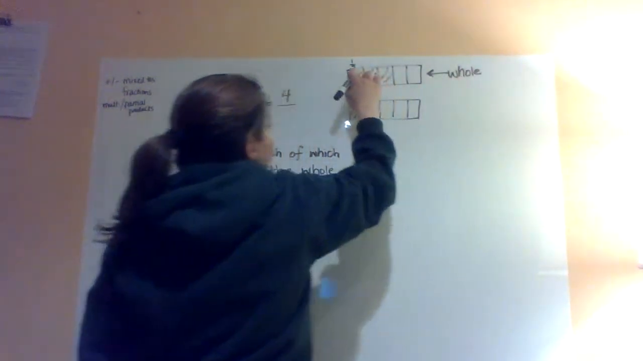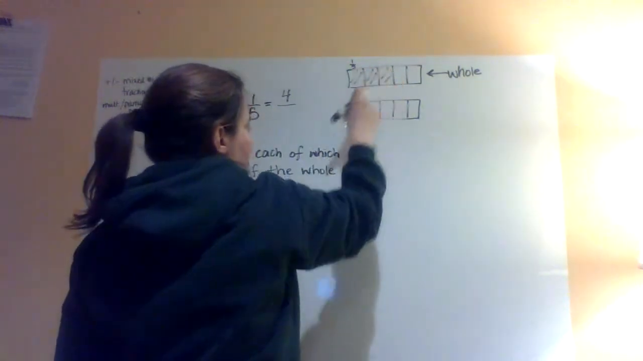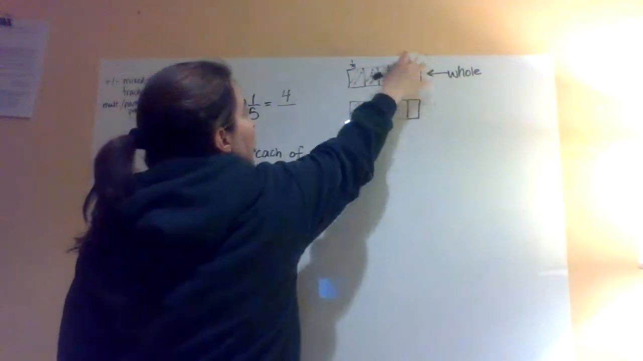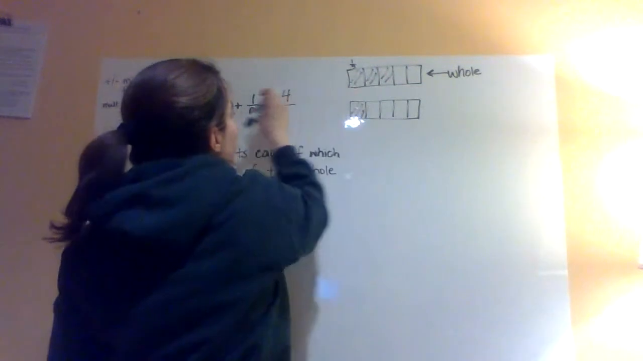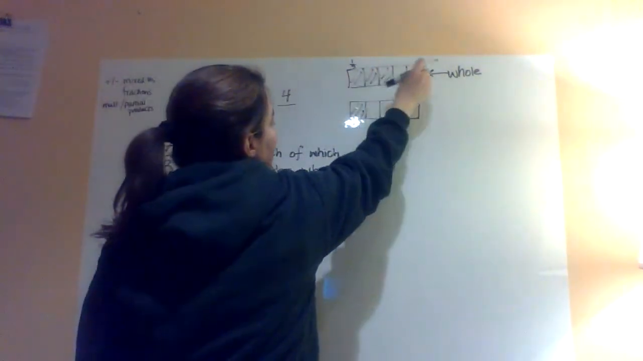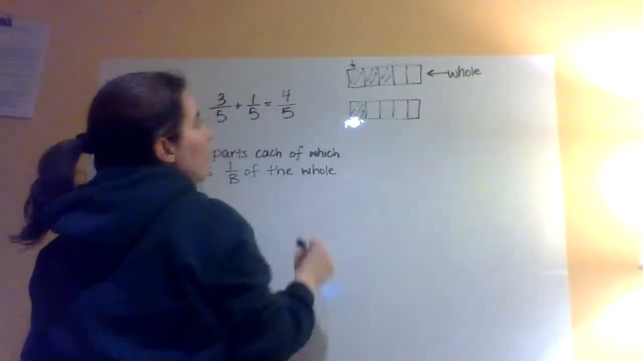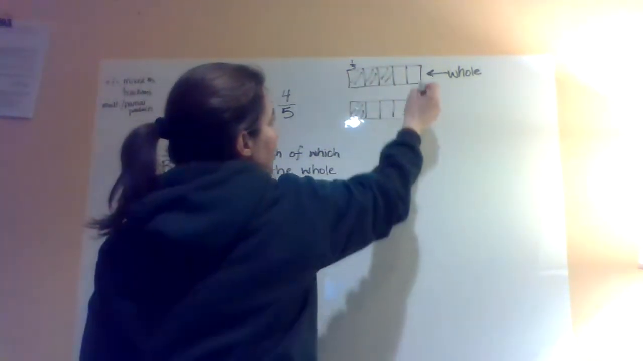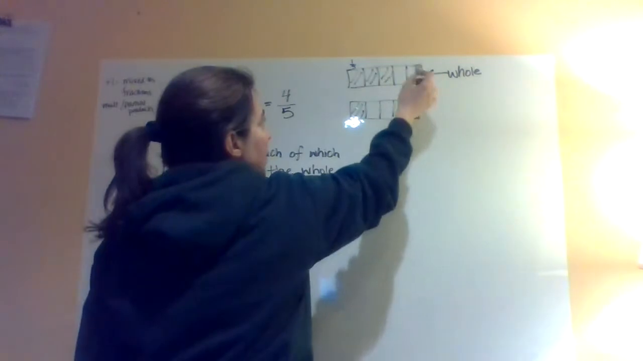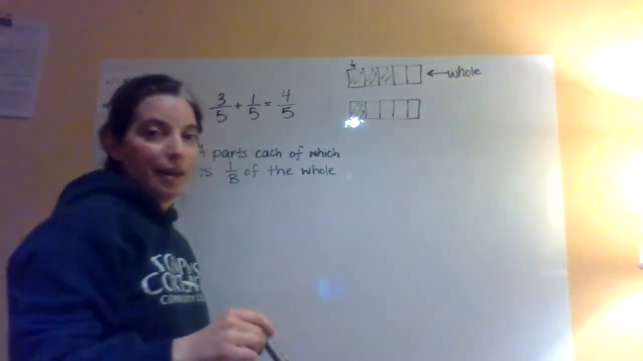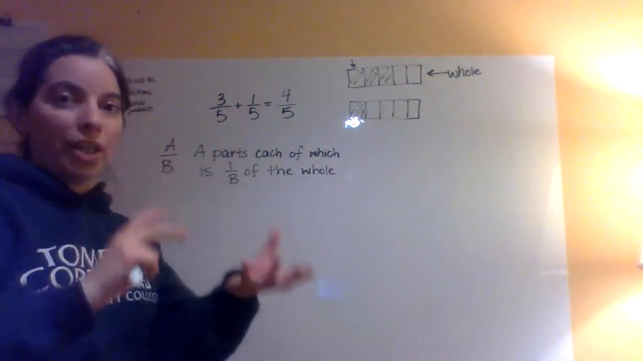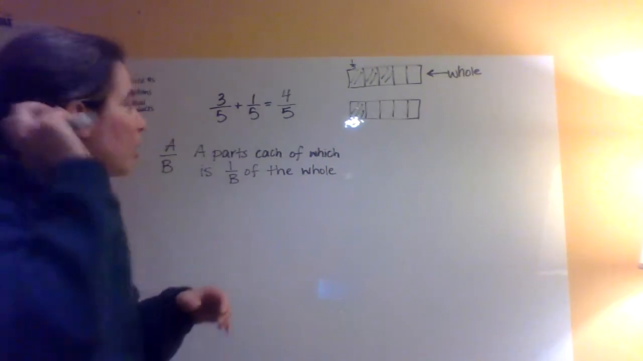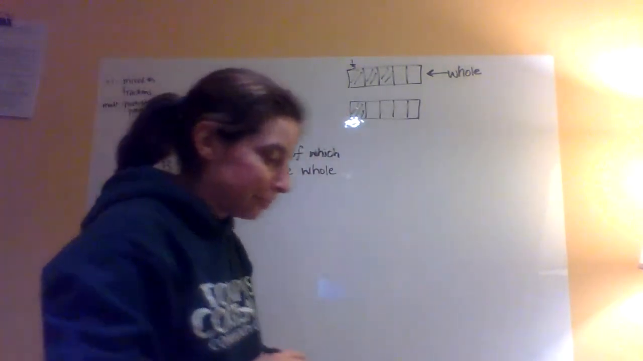So I have 1/5 of the whole, 2/5 of the whole, 3/5 of the whole, 4/5 of the whole. This is still my whole. So each of these pieces is 1/5 of that whole. Now, if it were going to be 4/10, that would mean this entire thing had become my whole because there are 10 pieces in it. We can't change what our whole is along the way. So we have to keep that whole the same.